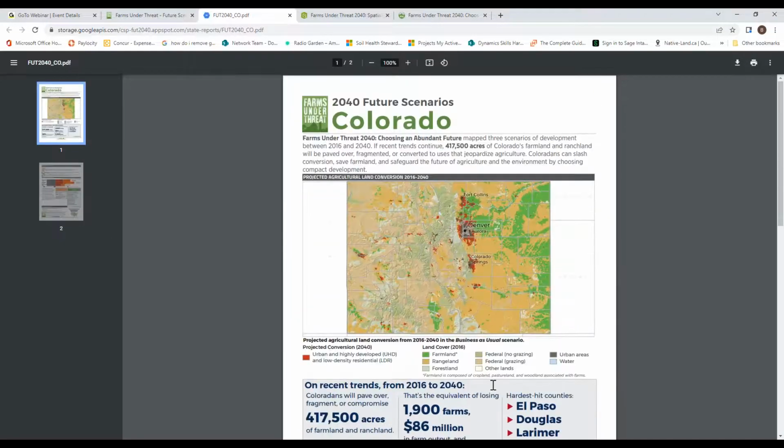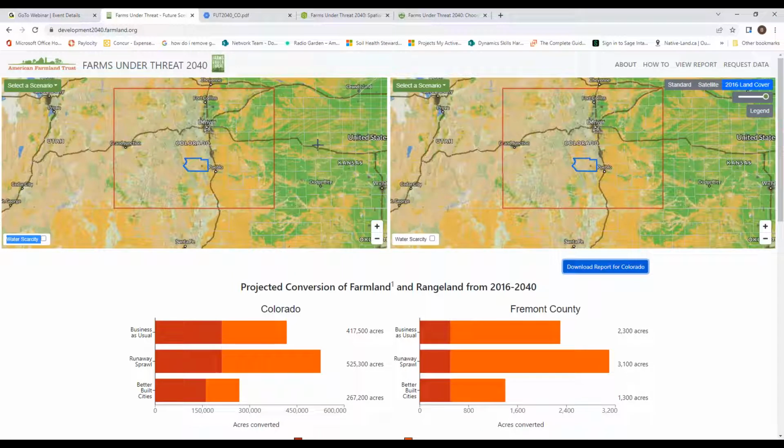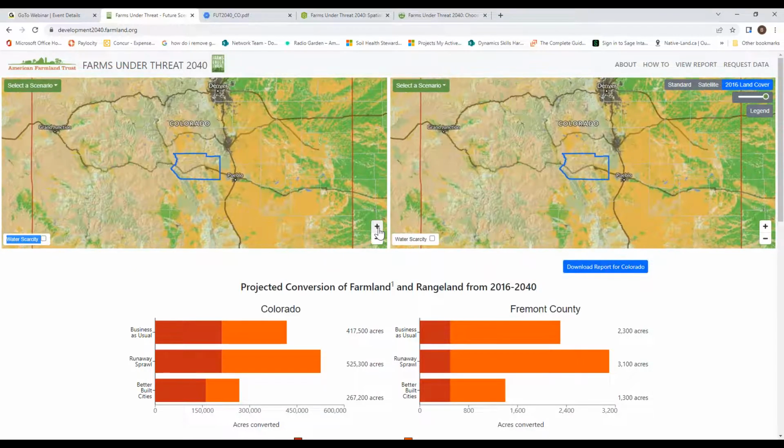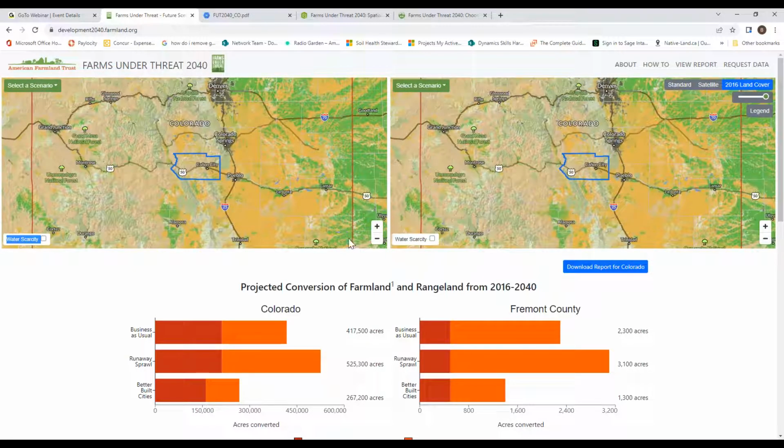So again, we hope that you will use this. We hope you will reprint it, that you will find various uses for that summary document. And now Kara and Beth are going to zoom in further to some of the county level mapping to give us a little more sense of what's going on at the county level.